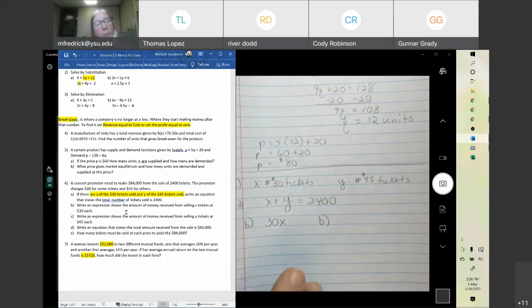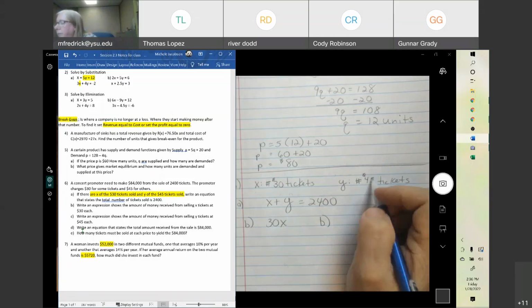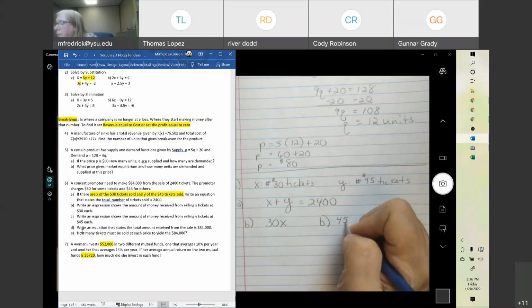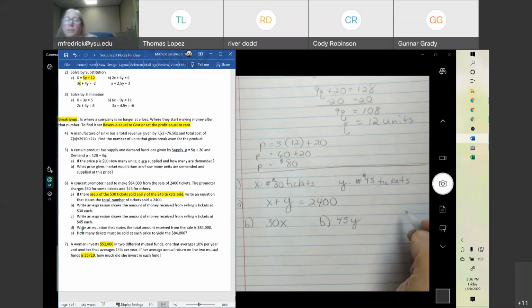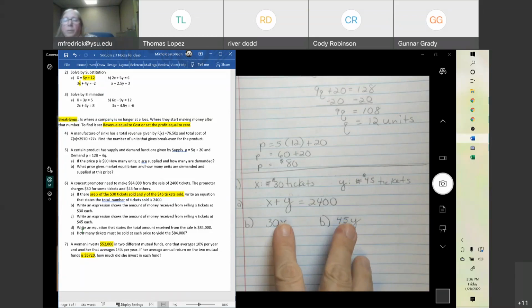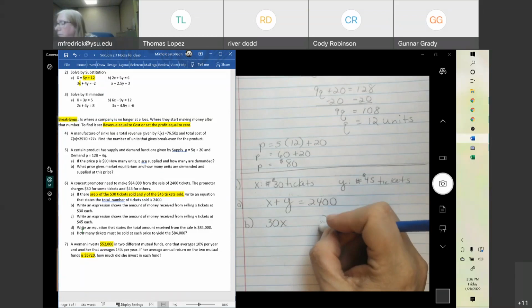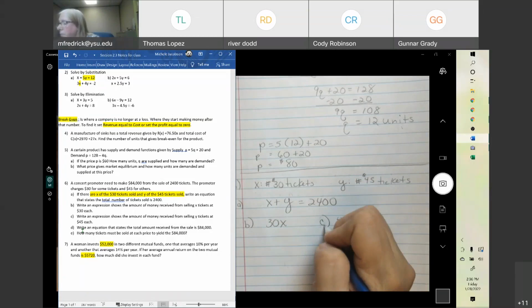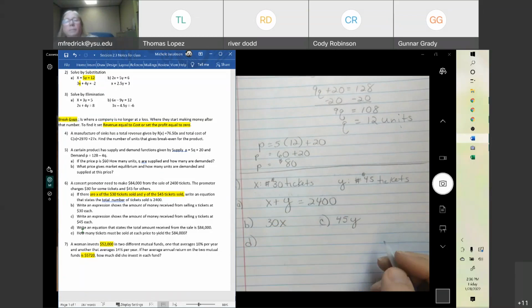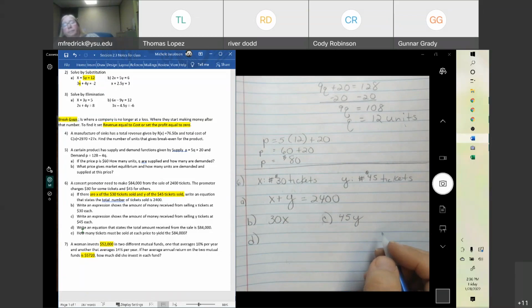Part C, write an expression that shows amount of money received from selling Y tickets at $45 each. Y of them, $45 each, 45Y. So this is the amount of money we bring in for both tickets. Questions?